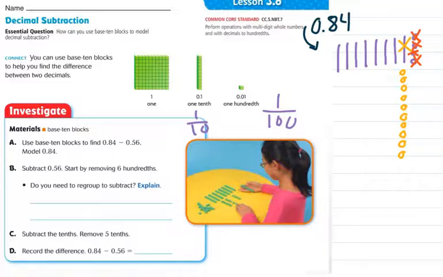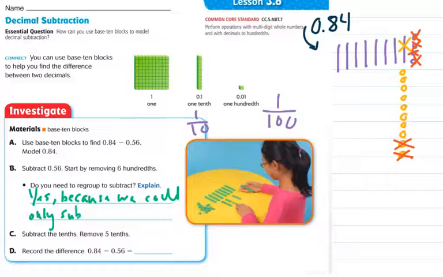So now, boys and girls, we can go back. Originally, we crossed off 1/100th, 2/100ths, 3/100ths, 4/100ths. Now we have to cross off 5/100ths, 6/100ths, because remember, that was the direction: start by removing 6 hundredths. So do we need to regroup? Yes, because we could only subtract 4 hundredths. So that's when we did the exchange and we regrouped and we crossed off in yellow one of the tenths for 10 hundredths.